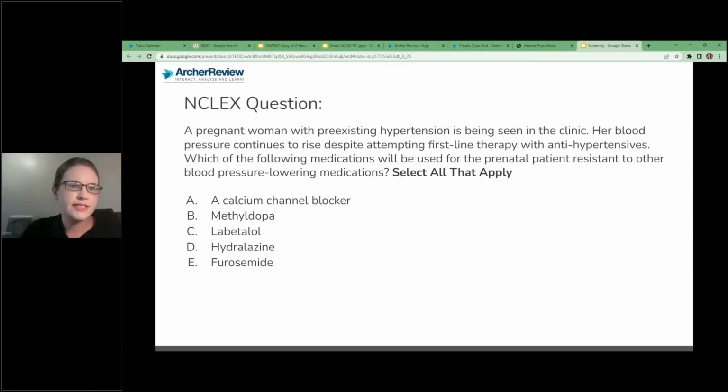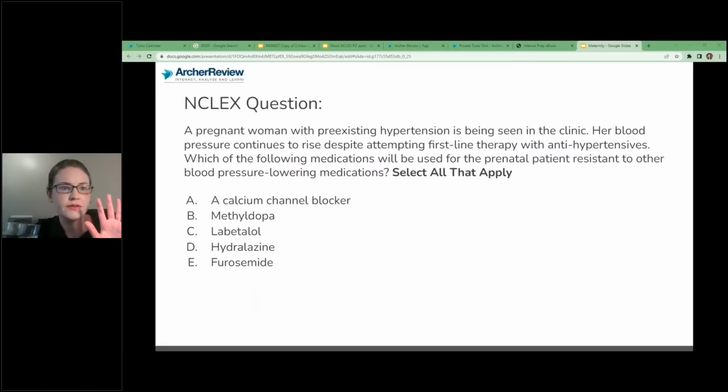A pregnant woman with pre-existing hypertension is being seen in the clinic. Her blood pressure continues to rise despite attempting first-line therapy with antihypertensives. Which of the following medications will be used for the prenatal patient resistant to other blood pressure lowering medications? So what do we use if the first line agents don't work? And again, go ahead and just put that answer right in that question area. And there's only one right answer.